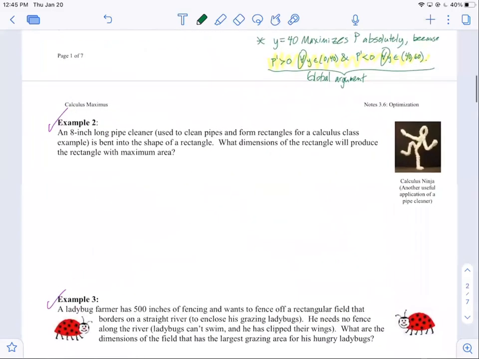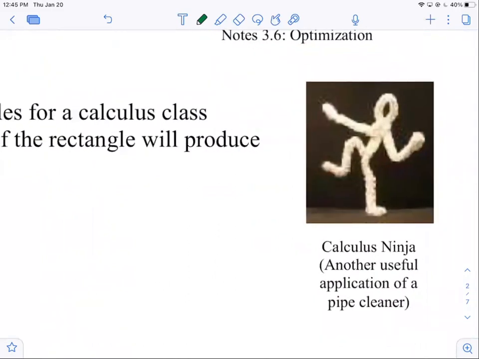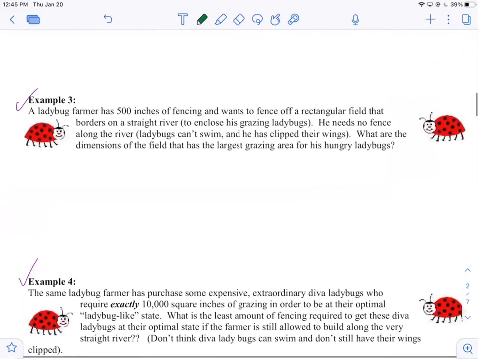All right. I'm gonna skip example 2 if you don't mind. It's basically maximizing a pipe cleaner. You take an 8-inch long pipe cleaner and you're gonna use it to bend it into 2 shapes. We maybe do this as a calculus lab after the AP exam where I give you actual pipe cleaners and you can make ninjas out of them. Okay. Let's look at example 3.